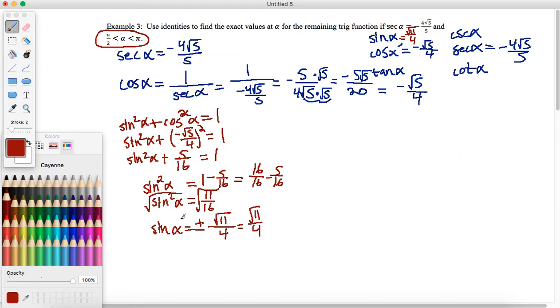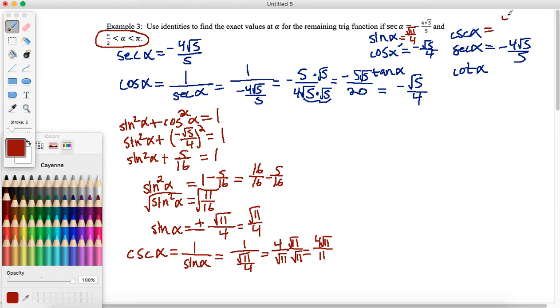Okay? Once I know my sine function, I know my cosecant function, or I can find it by doing the reciprocal. Because cosecant, using that reciprocal identity, is 1 over the sine of alpha, right? And so since I know that sine of alpha is the square root of 11 over 4, same thing as doing 4 over the square root of 11. If I rationalize my denominator, I get 4 square roots of 11 over 11. And so I have cosecant of theta as that. So I know sine, cosecant, cosine, and secant.